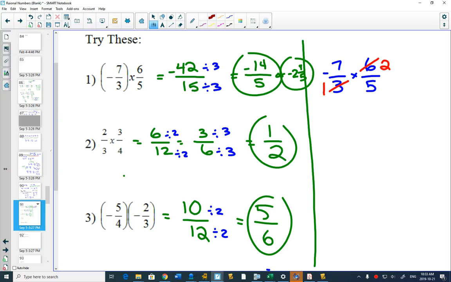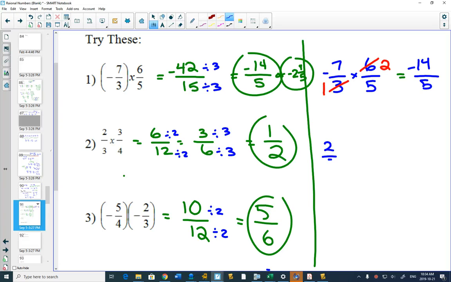Then after I've simplified, I multiply the tops like normal. 7 times 2, 14. 1 times 5, 5. Can you see that you get your answer in the simplified form earlier? Some people's calculator does that for them.